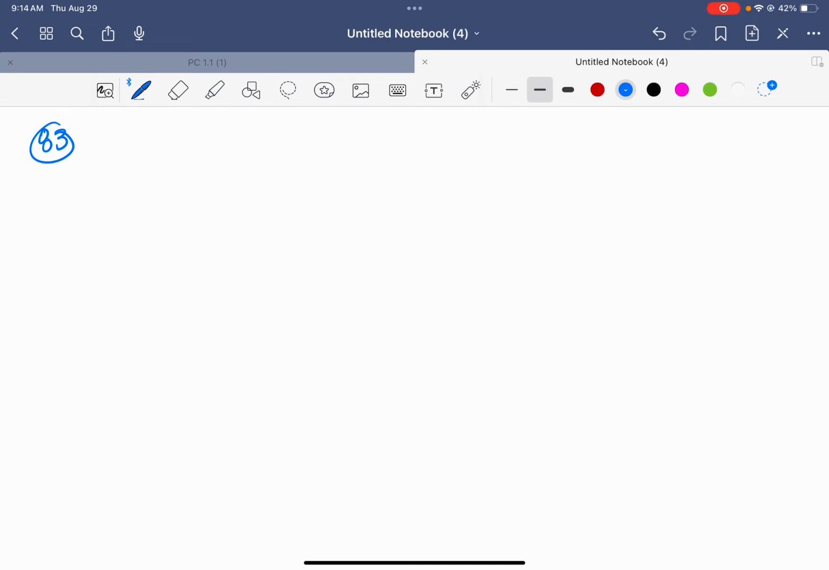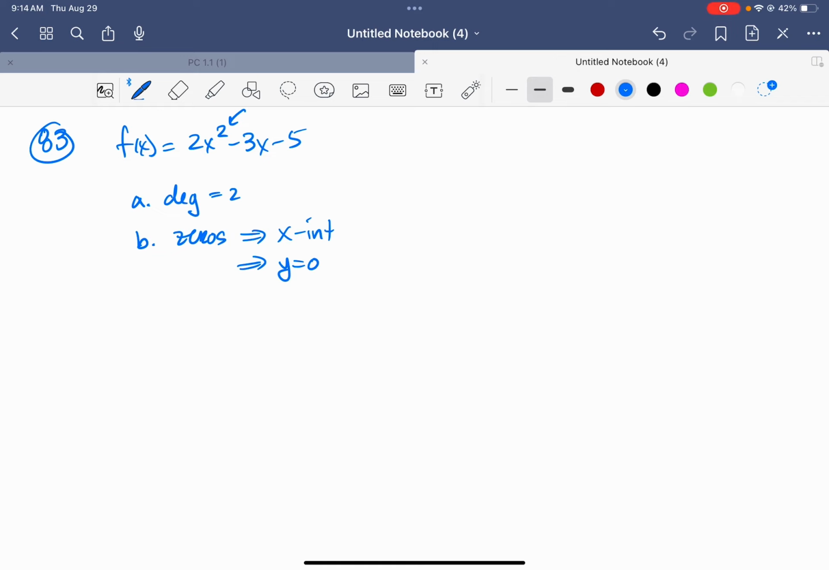Okay, it says find the degree. So if f of x is equal to 2x squared minus 3x minus 5, it wants to know the degree. Well, the degree is the highest power, so in this case, the degree is 2. And then it wants us to find zeros. But we know that zeros are just x-intercepts, and the x-intercept is where y equals 0. So I take my whole function, f of x is just y, so I set that equal to 0 and solve, right? So we know that if we have stuff equal to 0, that is fantastic.